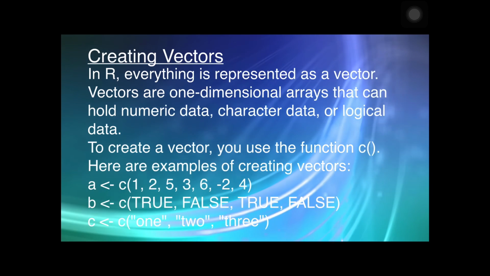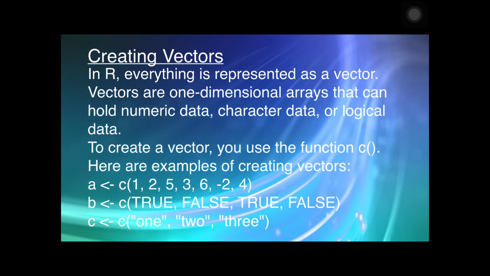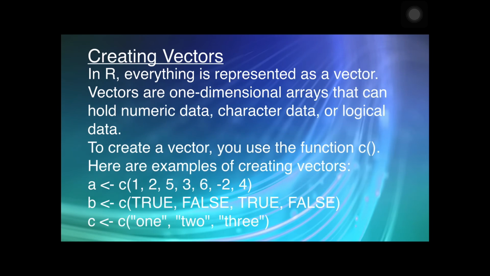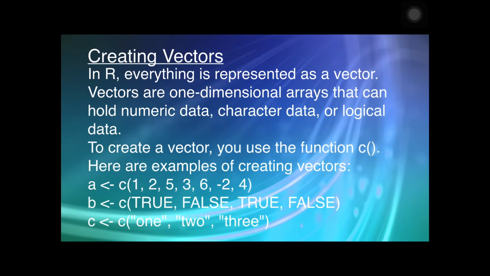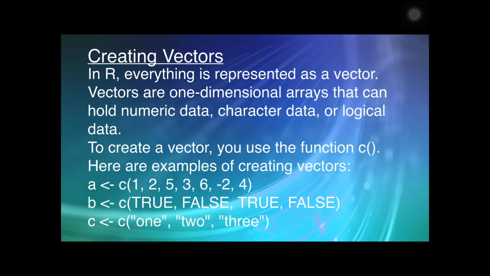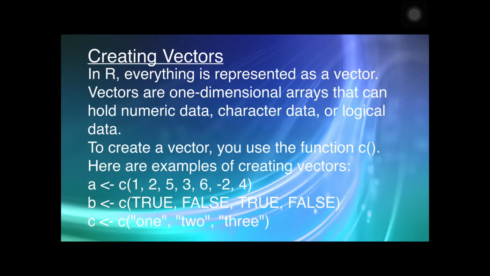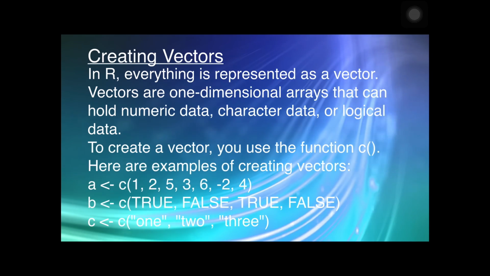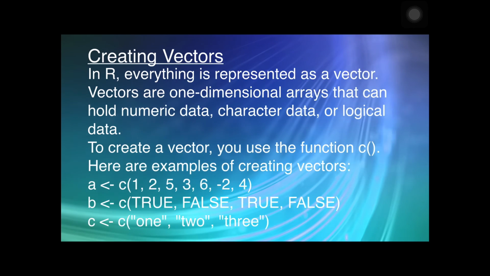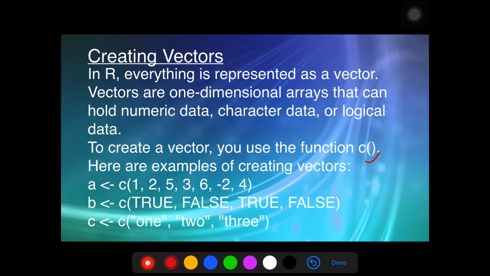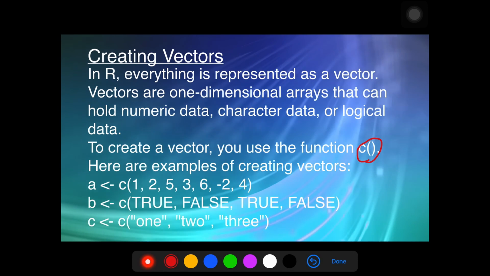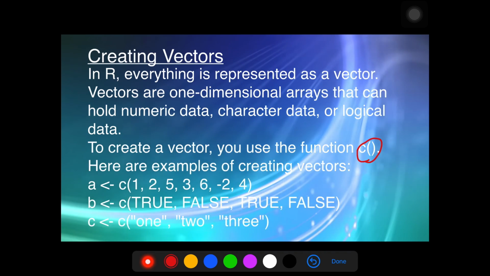In R, everything is represented as a vector. Vectors are nothing but one-dimensional arrays that can hold character data, numeric data, or logical data. To create a vector, we use the function called c. Here are a few examples of how we create vectors.